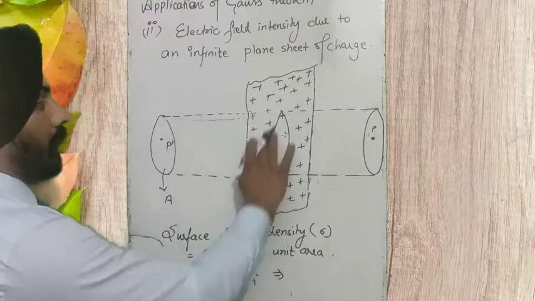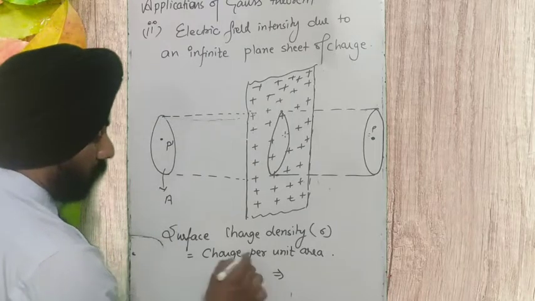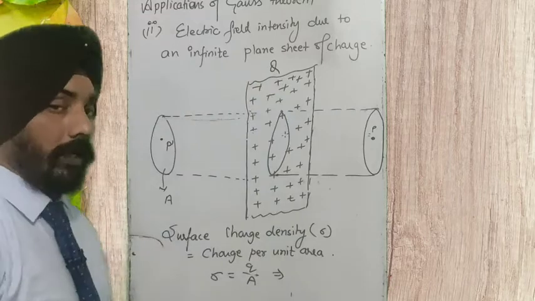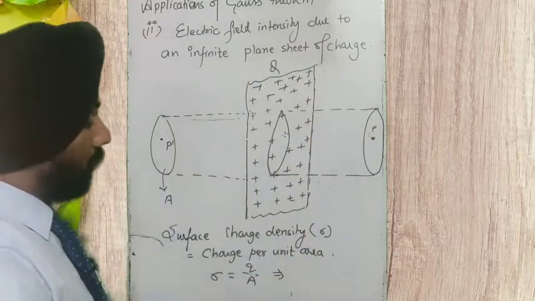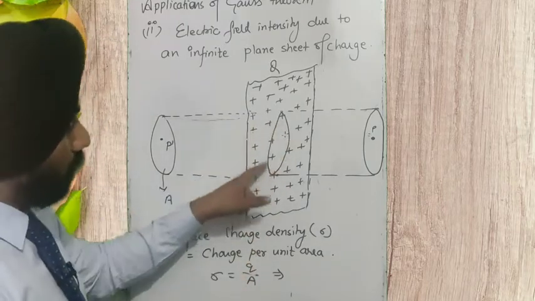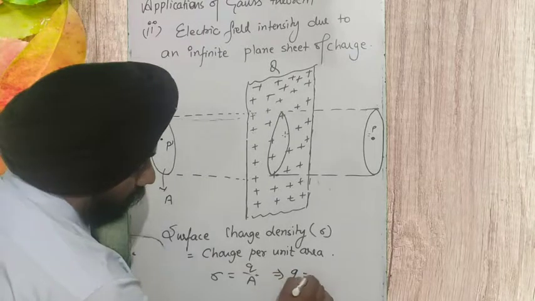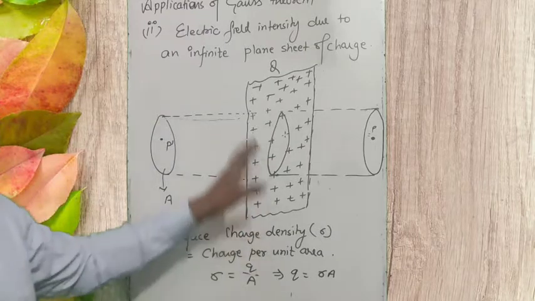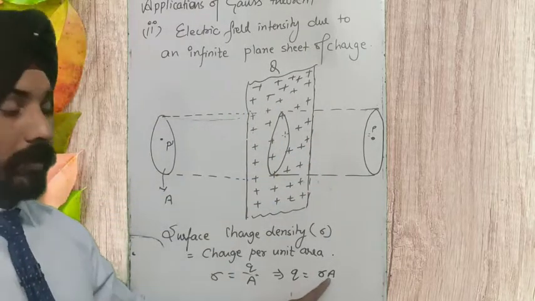It is denoted by sigma is equal to Q by A. Or we can say that if the charge enclosed by this cylinder is small q, because the capital Q charge we have given is distributed over the whole sheet, then small q will be equal to sigma A. So the charge enclosed by this cylinder, small q, is equal to sigma A.